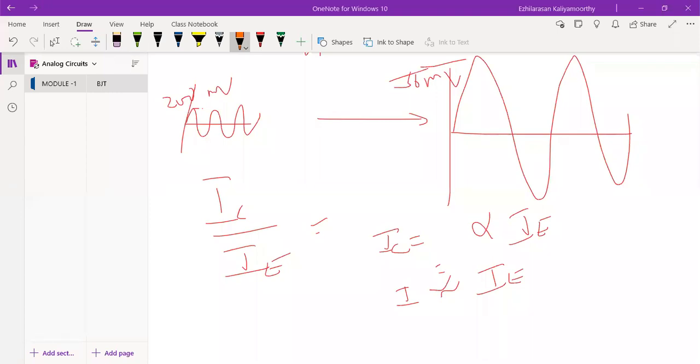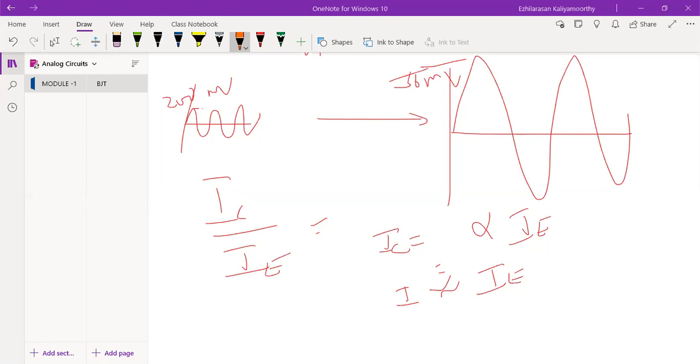So to amplify the AC signal, the biasing is a must. The given DC voltages and currents are chosen so that the transistor remains in the active region for the entire input AC cycle. Hence, DC biasing is needed.